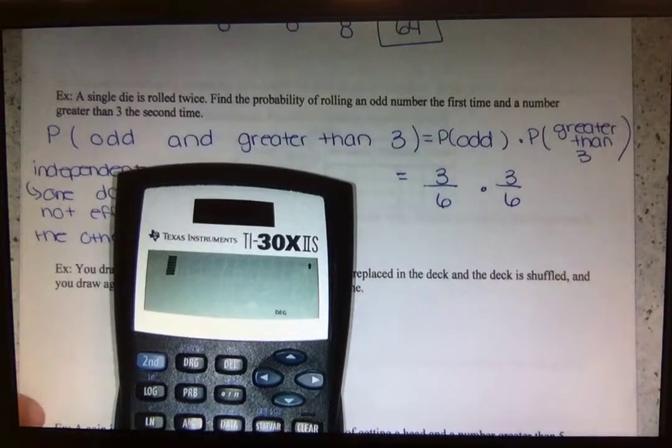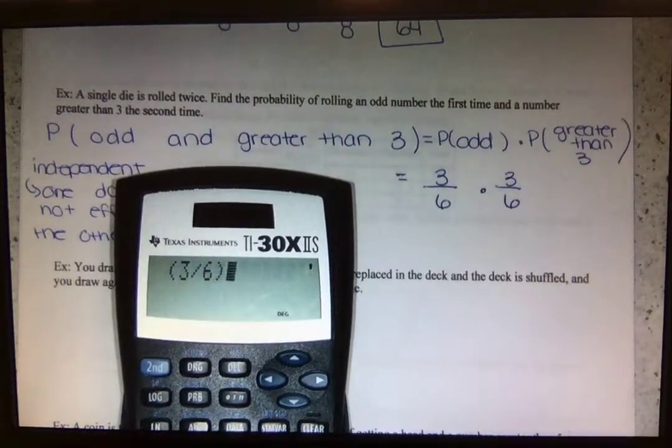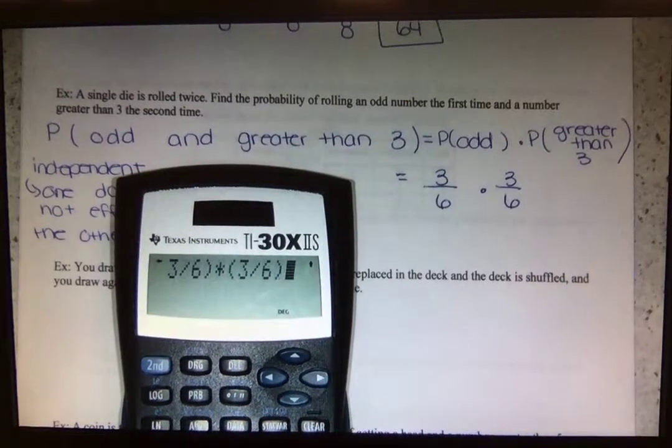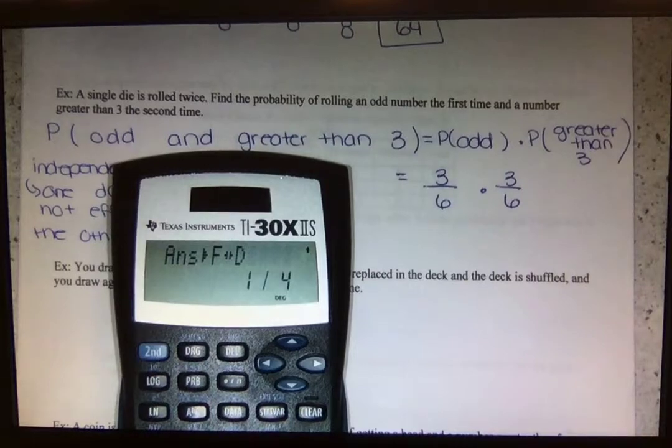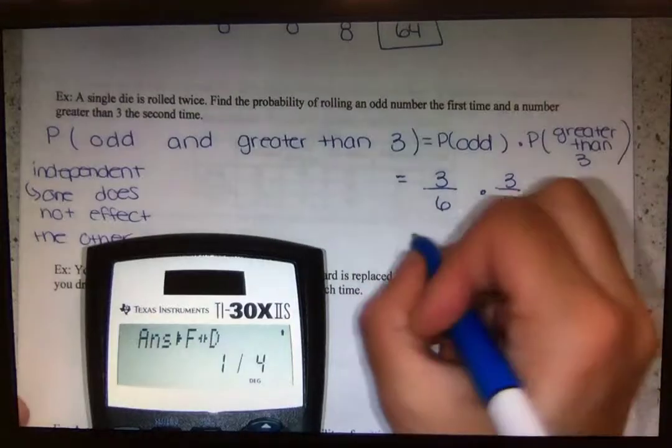Multiplying straight across or plugging this into our calculator, 3/6 times 3/6 will give us 0.25. Changing this into a fraction, we get 1/4. Final answer.